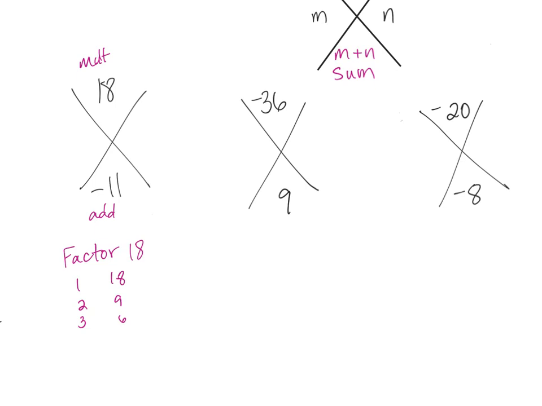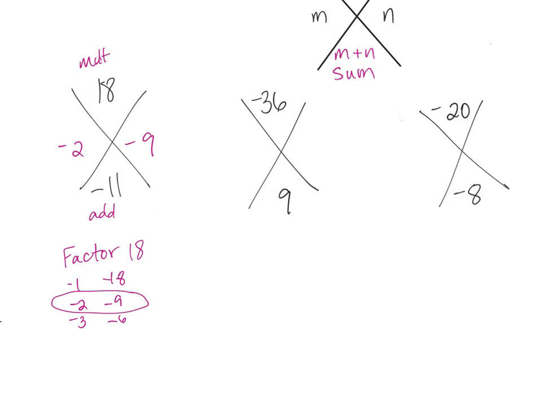Now, we have a negative 11, which means they're going to add up to a negative, but multiply to a positive. And a negative times a negative gives you a positive. A negative plus a negative gives you a negative. So what that means is that all of these are negative. So the pair that's going to add to negative 11 is going to be this negative 2 and negative 9.